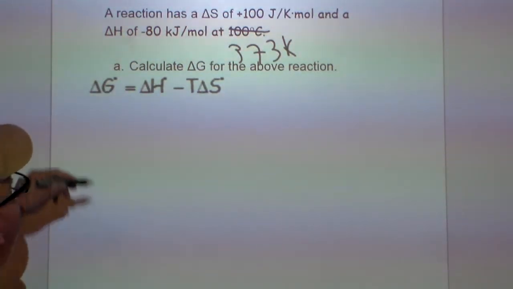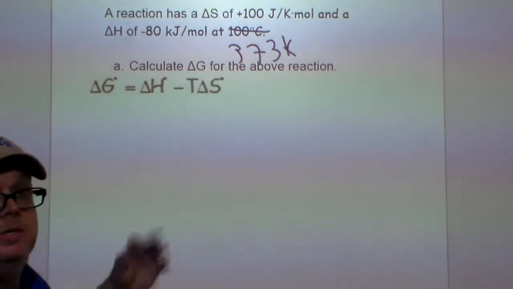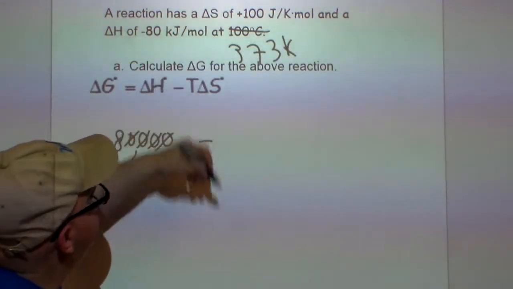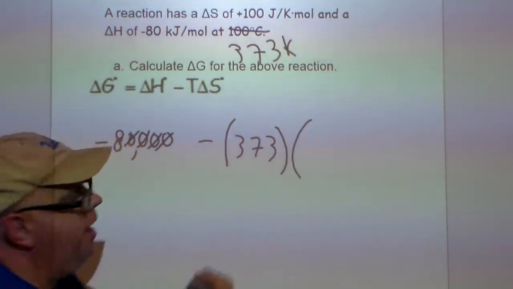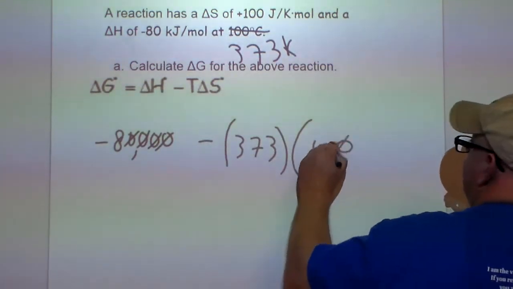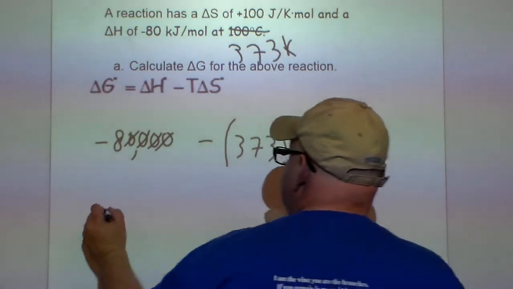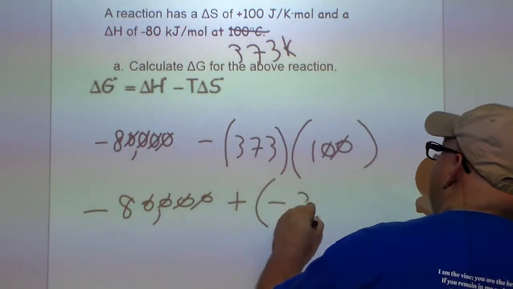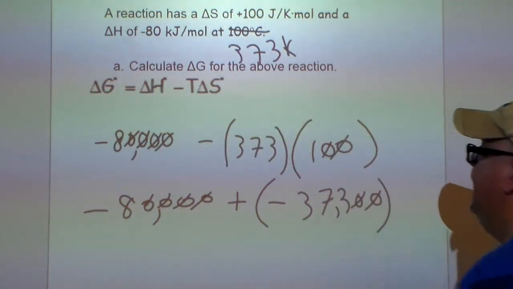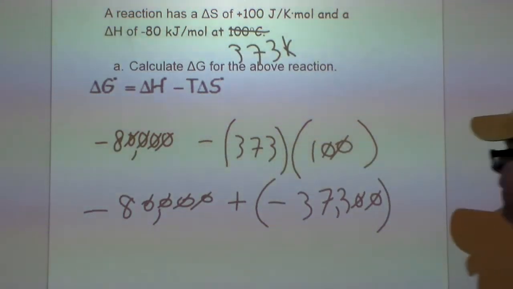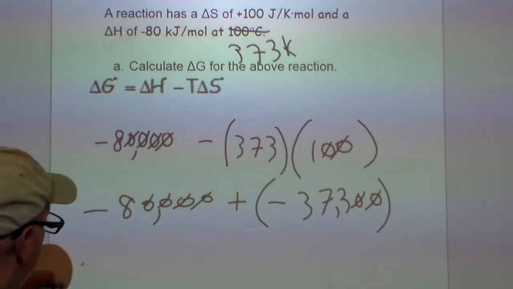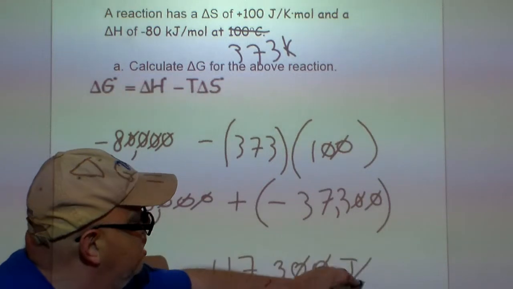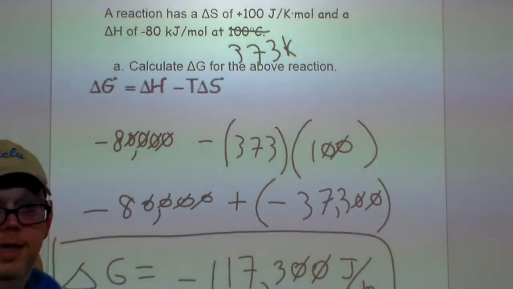So, here we go. We have our delta G equals delta H minus T delta S. Alright, let's plug that in. So we have negative 80,000, minus our temperature, that's 373, multiplied by 100. It's a positive 100 this time. So that kind of changes things a little bit. So that's going to be negative 80,000 plus a negative 37,300. So then at the end of it, when we finish these calculations, our delta G is going to equal negative 117,300 joules per mole. And that, ladies and gentlemen, is our final answer.